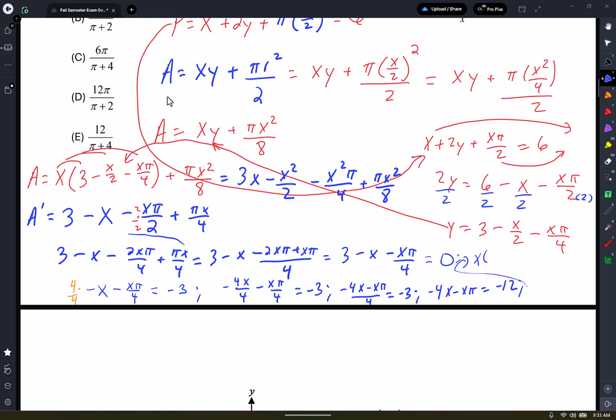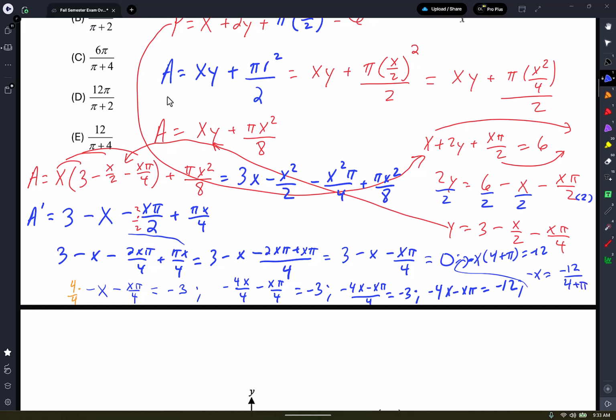X parenthesis. Let's see. Should I factor out a negative also? Yeah, let's factor out a negative for now. Don't worry. We'll switch in a little bit. I'm factoring a negative x, guys. X plus pi. Close it. X plus, oh no, that's negative 4, sorry, 4 plus pi, close it, equals negative 12. Divide. Do you guys see it? Negative x equals negative 12 over 4 plus pi.